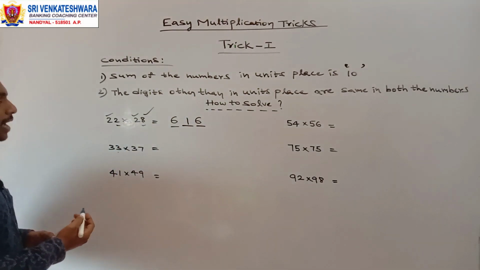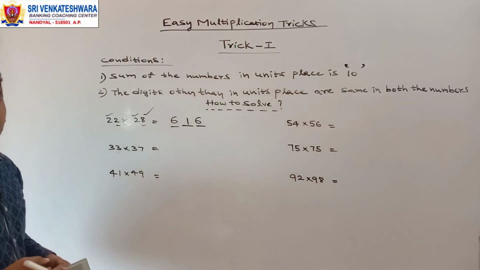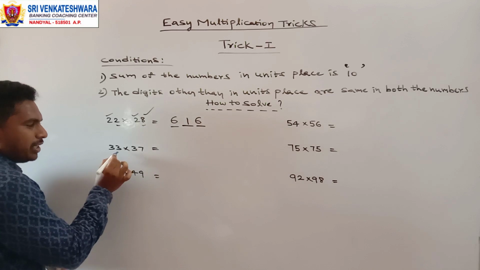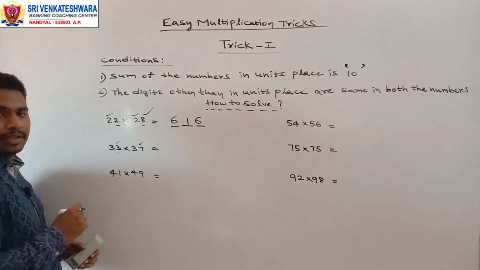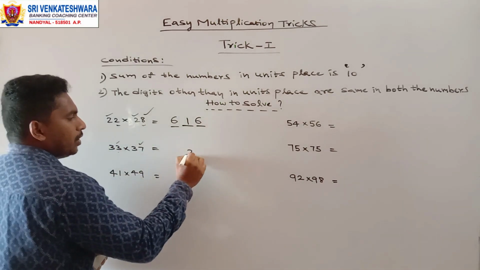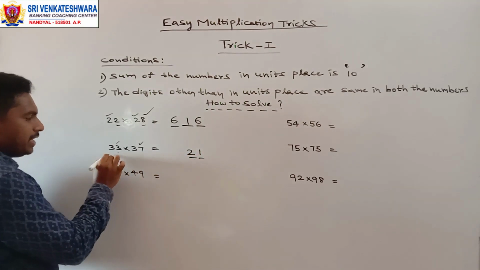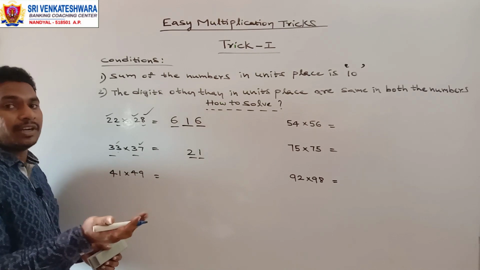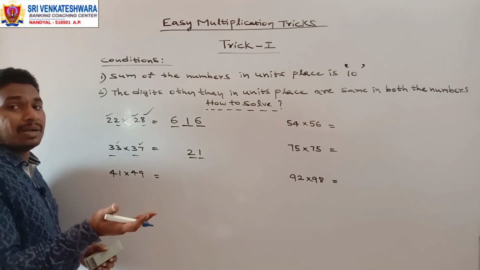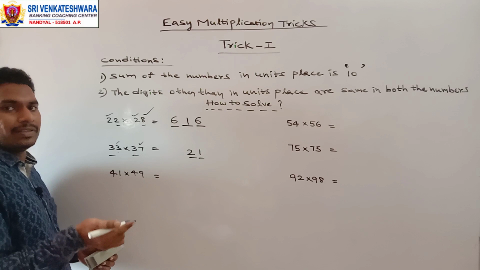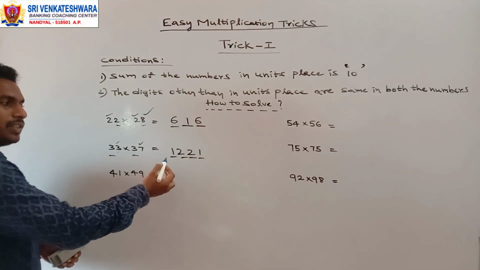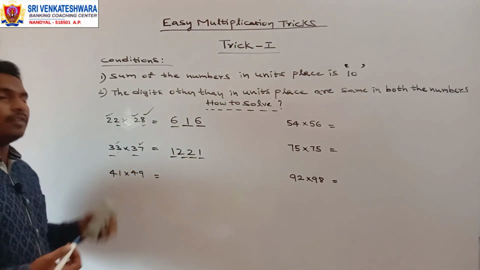Now let us have a look. Let us solve this one. Here in the units place 3 and 7 are there. So 3 into 7 is 21, and here the same 3 is there. What comes after 3? What comes next to 3? 4, right? 3 4s are 12. So 12, and 1221 will be the product of these two.